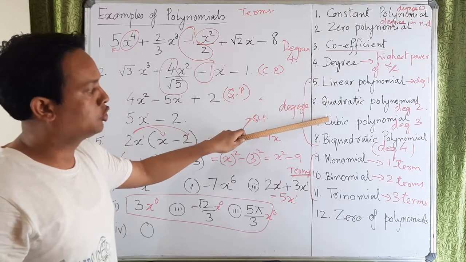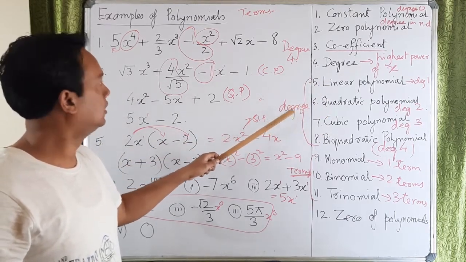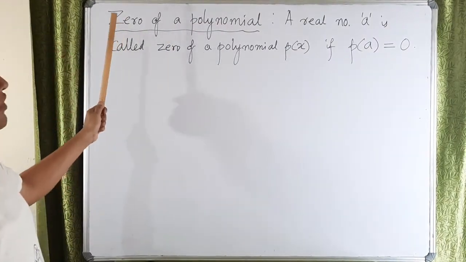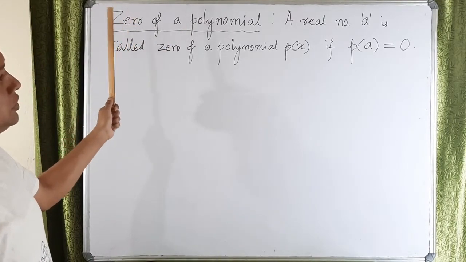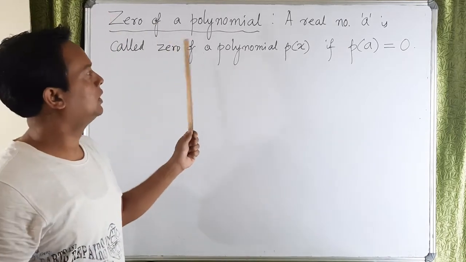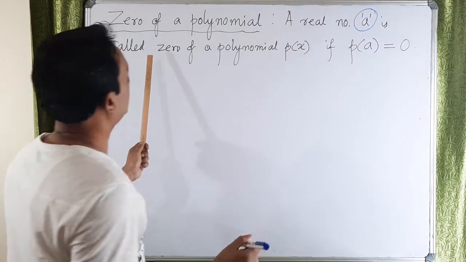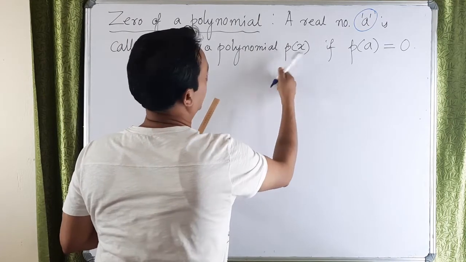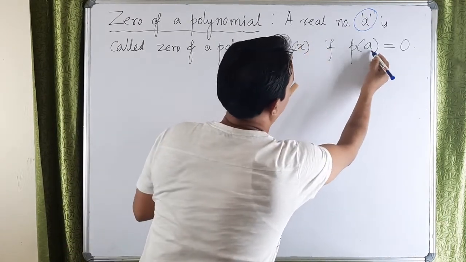And linear, quadratic, cubic, biquadratic are based on the degree. Now let us try to understand what is meant by zero of a polynomial, which is again very common. We will be doing numericals based on finding the zeros of a polynomial. First we will understand what is zero of a polynomial. A real number a will be called a zero of a polynomial p(x) if p(a) equals zero. Here p(x), g(x) is the name of the polynomial.